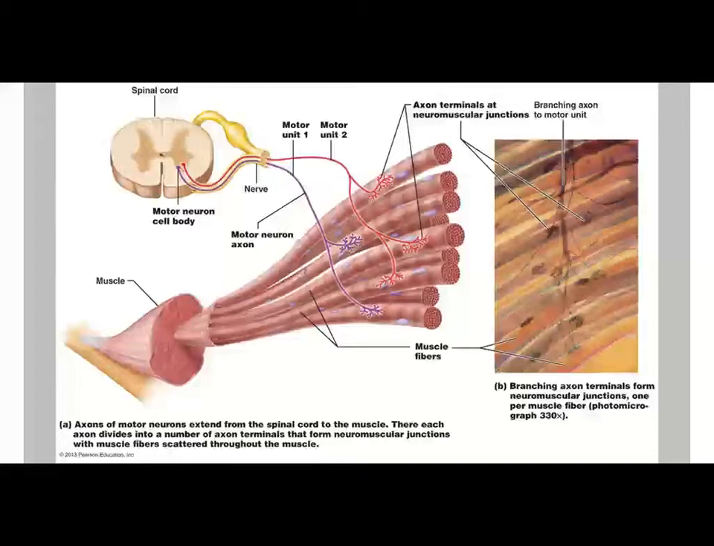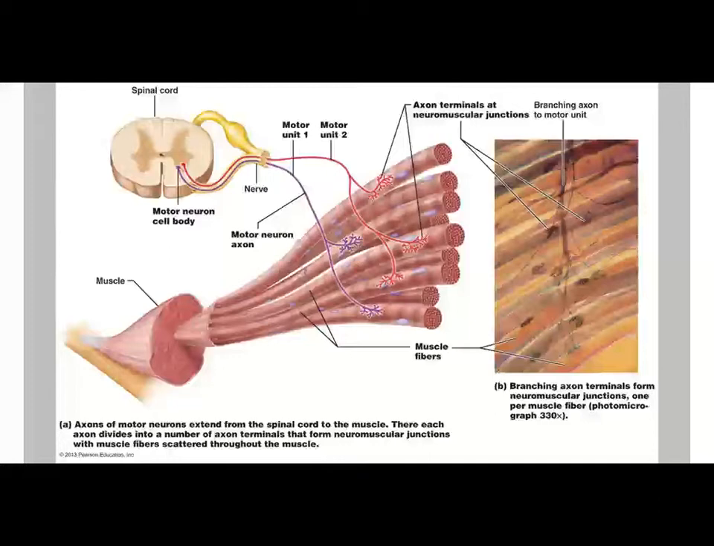So we can actually activate different motor units within one muscle. And when we do that, we get different strengths of contractions. We could, in this case, contract 2 muscle cells. We could contract 3 muscle cells, which would give us a stronger contraction. Or we can contract 5 muscle cells, which would give us an even stronger contraction.